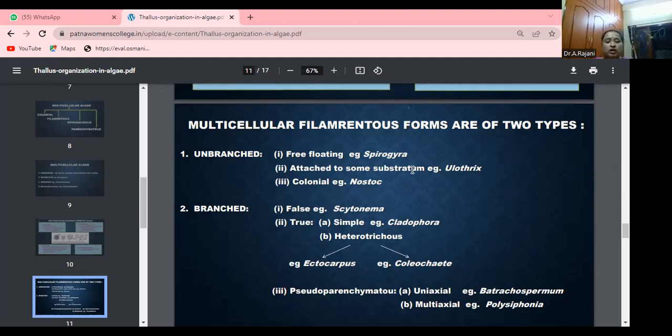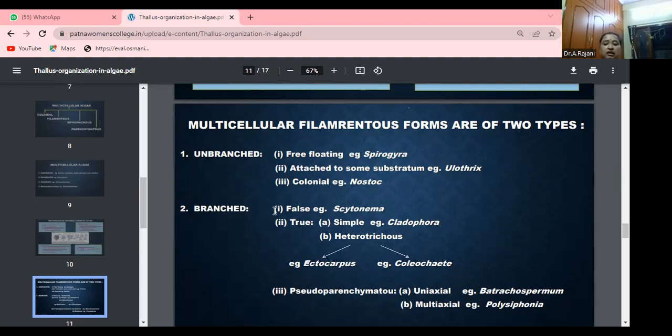And the last one, colonial forms. Don't confuse coenobium and colonial forms. These are the words. Colonial forms here; the best example is Nostoc. These are the unbranched filamentous body or unbranched filamentous thallus.